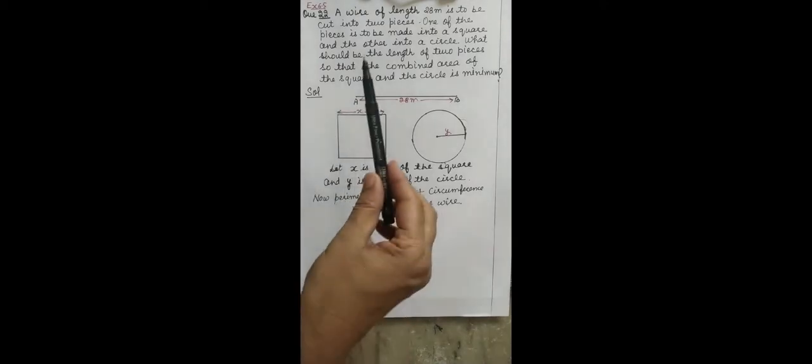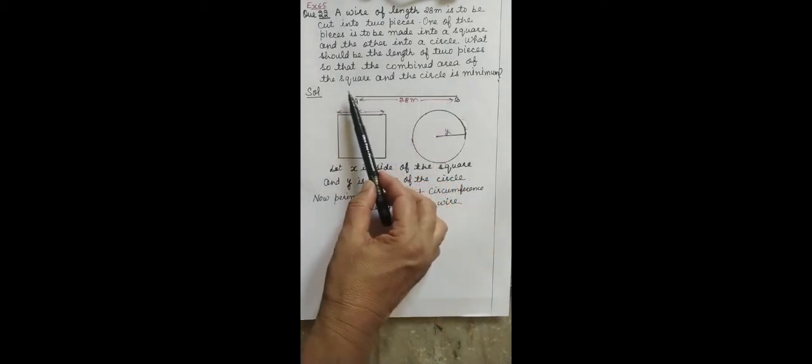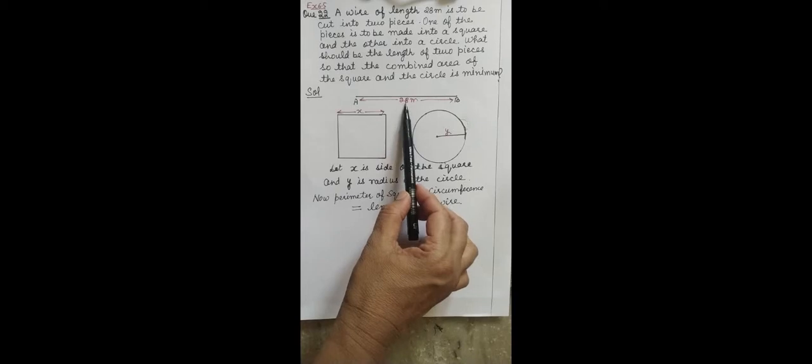The next question which I am going to discuss with you is question number 22, exercise 6.5. The question is like this: a wire of length 28 meter is to be cut into two pieces. One of the pieces is to be made into a square and the other into a circle. What should be the length of the two pieces so that the combined area of the square and the circle is minimum? So in this question we are given a wire of length 28 meter.